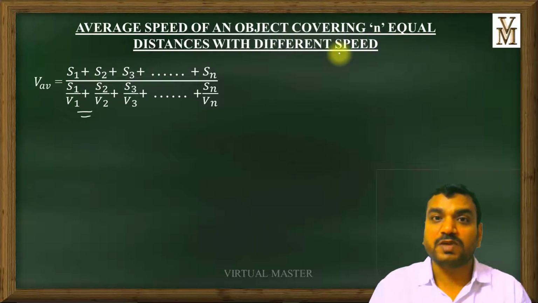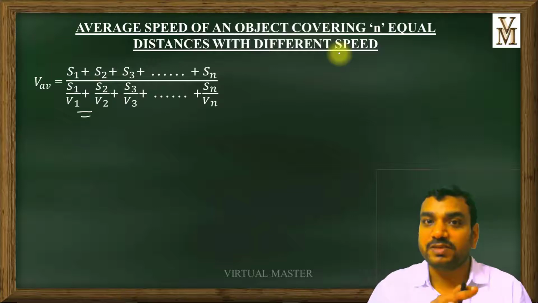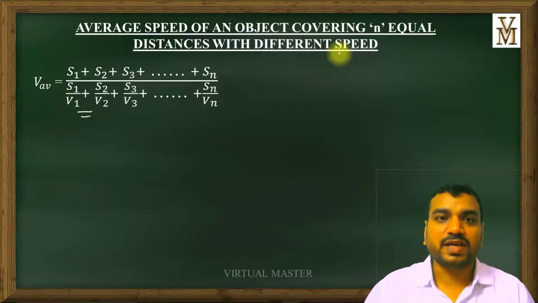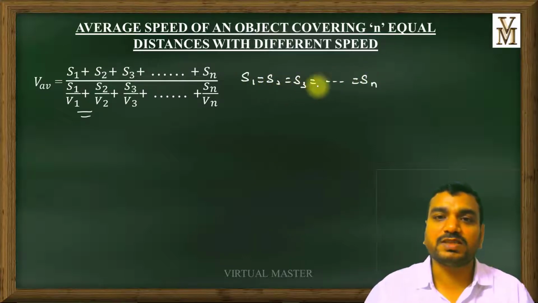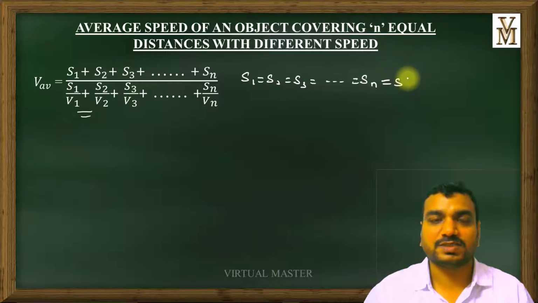That means the object will be covering equal distances with different speed. So I can say S1 will be equal to S2, which will be equal to S3, and it will be equal to Sn. Let the value of S1, S2, S3 and Sn be S.